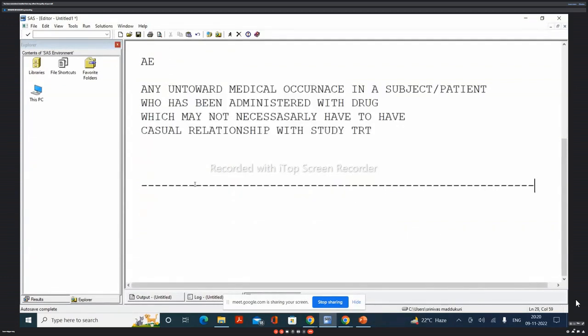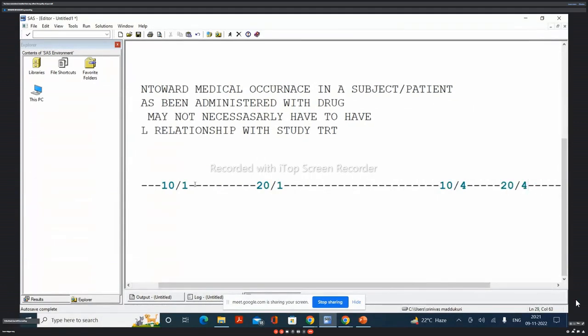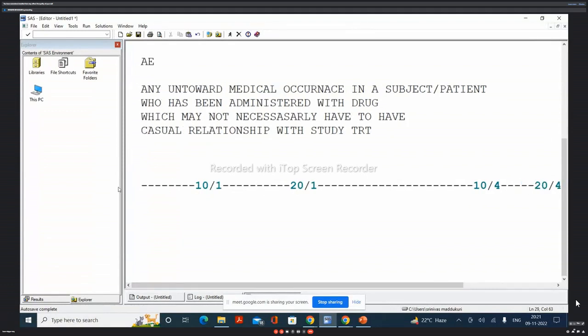In this clinical study, I took the informed consent on 10th of January. Then I started the screening. And then after the randomization, I started the treatment on 20th of January. And I had given the treatment on different visits. And I stopped the treatment on 10th of April. And after that, 20th of April was the last follow-up date. And after that, there will be no further contact between subject and the sponsor. This is my study plan.